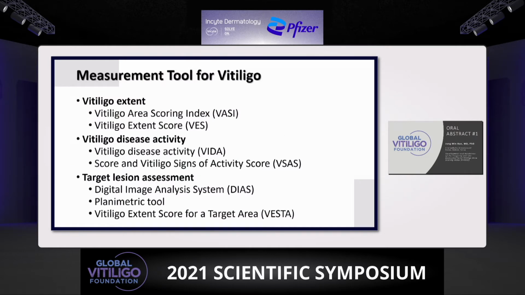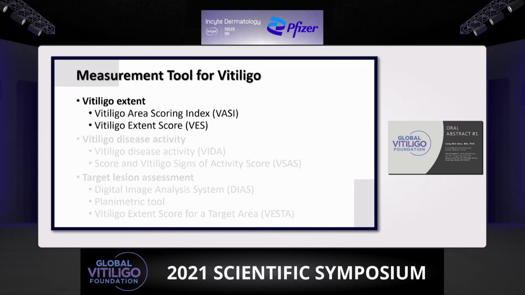There are several tools for evaluating vitiligo. They are being used to assess vitiligo extent, vitiligo disease activity, and target lesion assessment. Among them, the two most widely used and validated tools for evaluating vitiligo extent are Vitiligo Area Scoring Index, VASI, and Vitiligo Extent Score, VES.